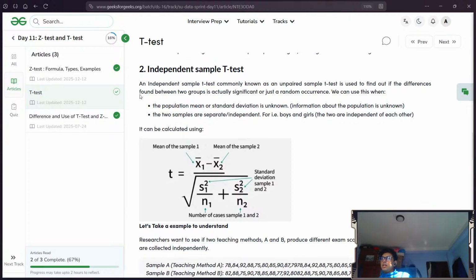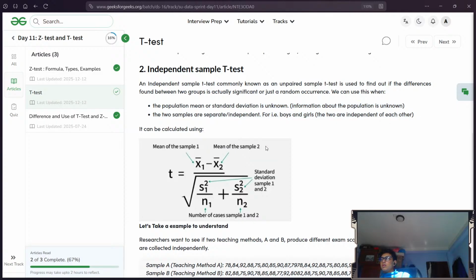Independent sample t-test. An independent sample t-test, commonly known as unpaired sample t-test, is used to find out if the differences found between two groups is actually significant or just a random occurrence. We can use this when the population mean or standard deviation are unknown. Information about population is unknown. The two samples are separate, independent. For example, boys and girls, the two are independent of each other.